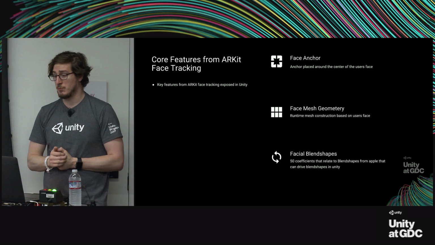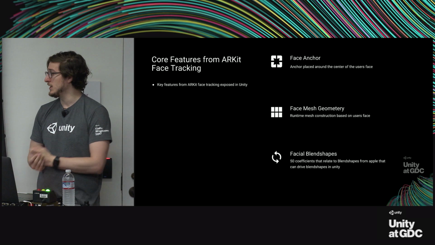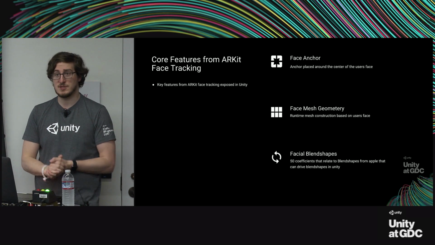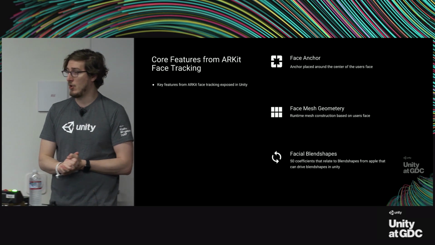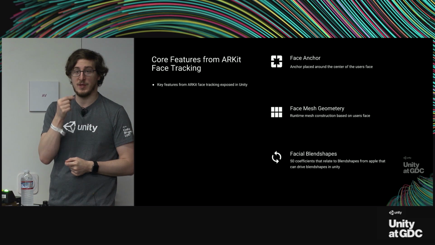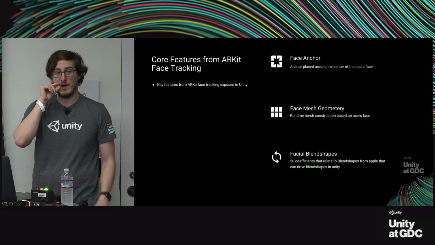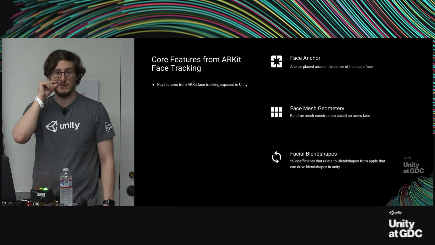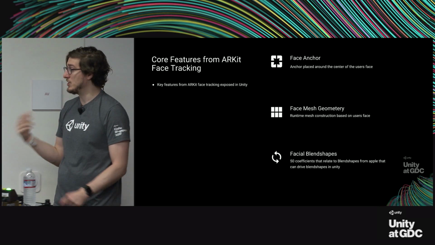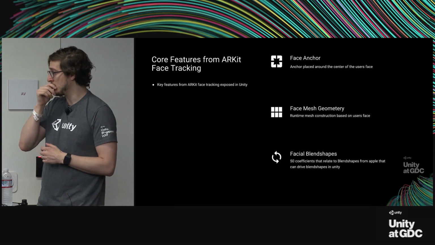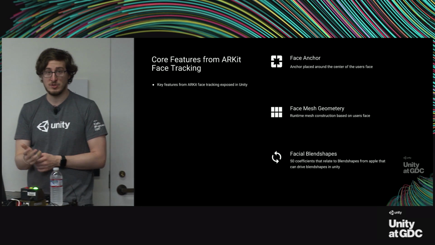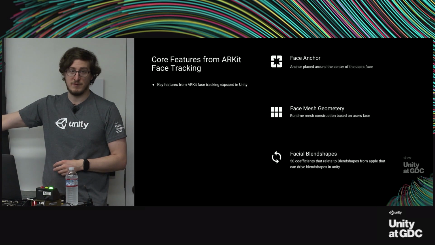Next thing is facial blend shapes. There are actually 50 coefficients, which you can think of as floating point values that are being read and manipulated from your face. These are everything from the movement of your eyes to how much your left lip is open and things like that. And so what you can do is create digital characters, and you don't have to use all 50 of these coefficients.